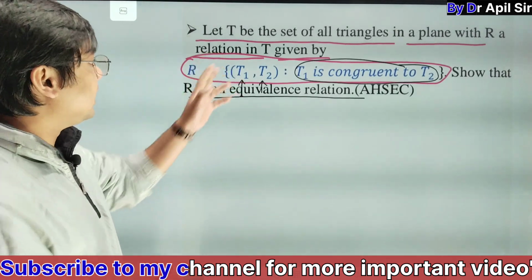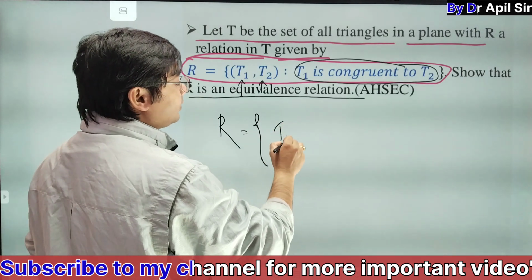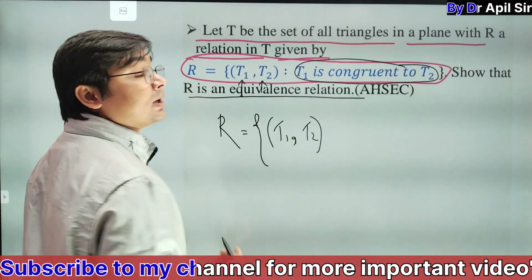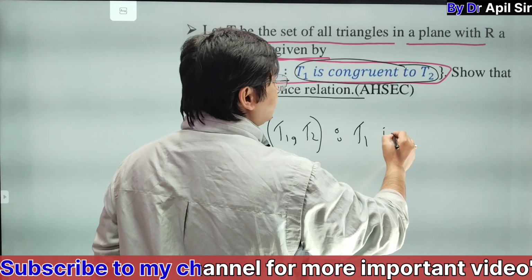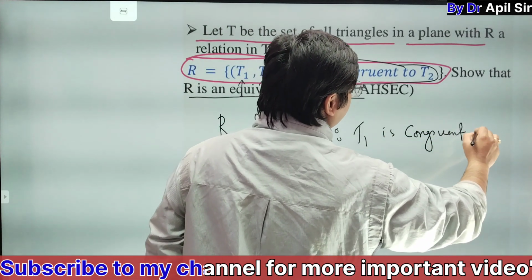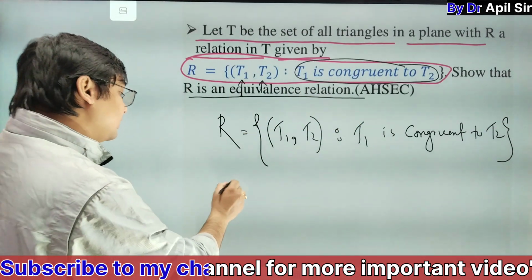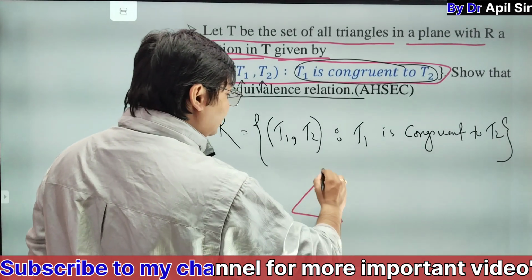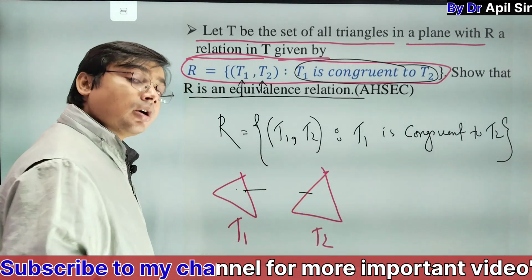You see, a relation is given in which (T1, T2) means triangle T1 will be related to triangle T2 only when T1 is congruent to triangle T2. That means take any triangle, suppose this is T1. Now this triangle will relate to T2 only when these two triangles are congruent.